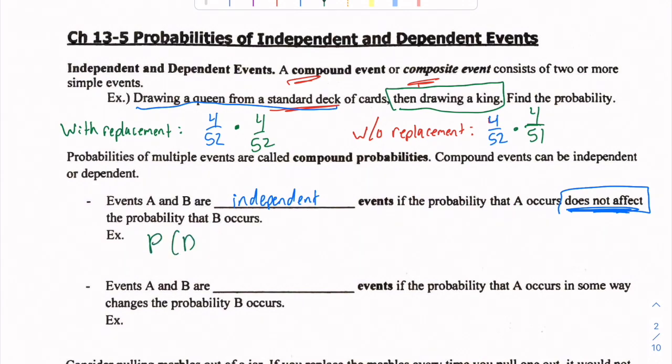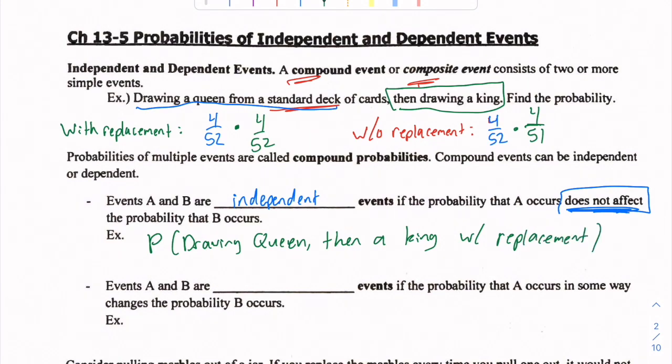So the probability, P for probability, drawing a queen, then a king with replacement, right? So you're replacing the card back. So these are two independent events. If you draw the queen, it will not affect the draw of the king because you're replacing the card every time.